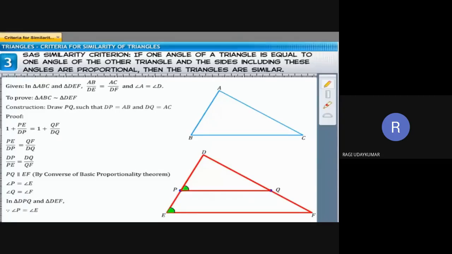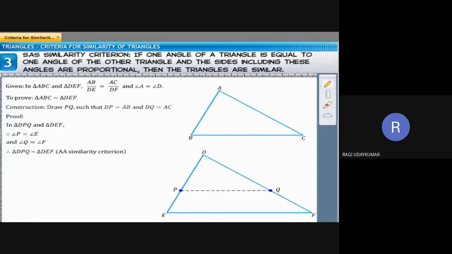In triangle DPQ and triangle DEF, the smaller triangle and the bigger triangle, you take angle P equal to angle E, angle Q equal to angle F, and angle D is common here. So two angles are equal, and D is common in both the triangles. So you can say that triangle DPQ is similar to triangle DEF. And here it is given that AB is equal to DP, so DPQ and ABC are congruent.